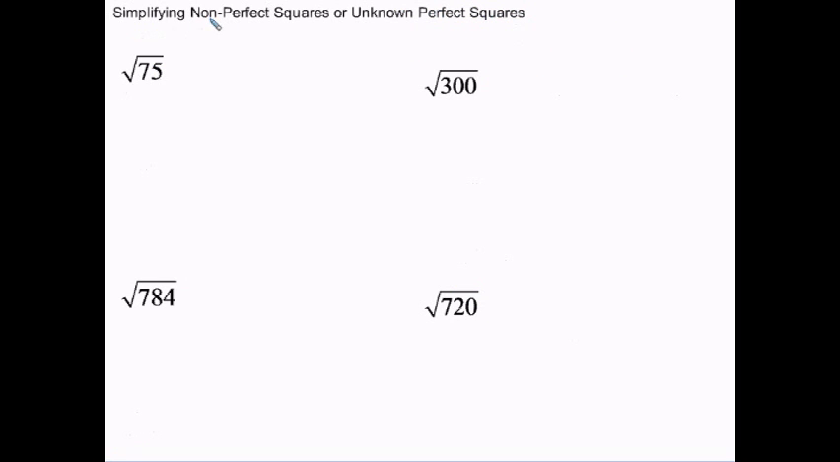But what happens if we have non-perfect squares or unknown perfect squares? Well, my best way to figure these out is we first make a factor tree. So 75 is 3 times 25. And 25 is 5 times 5. Now, identifying the perfect squares, you have matches. 5 times 5 is a perfect square.